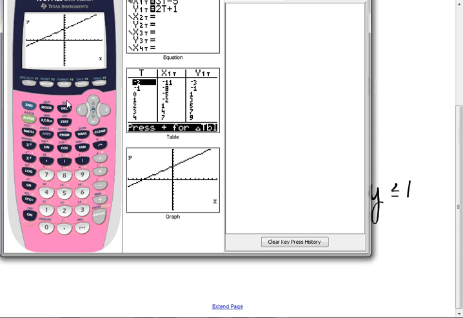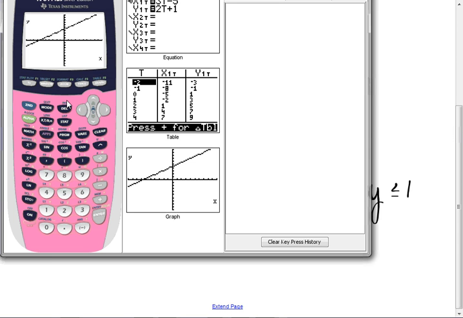Anybody else need one? Anybody else need a calculator? Where are your calculators? Do you have your calculator with you? I only have one there. That's all I got. I could do the inspires, but they're not here either.